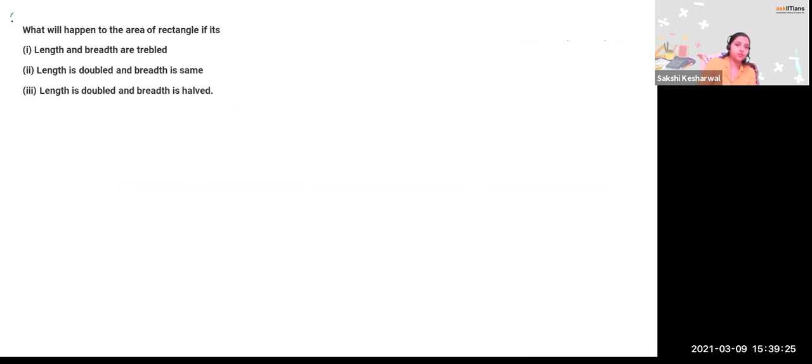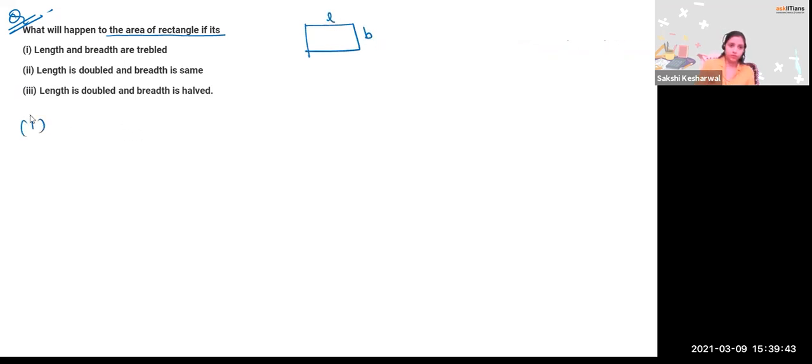Okay, now let's do this question. What does the question say over here? What will happen to the area of the rectangle if its length and the breadth are trebled? Trebled means what? 3 times, right? So let us suppose this is the original L and this is the original B, right or not?